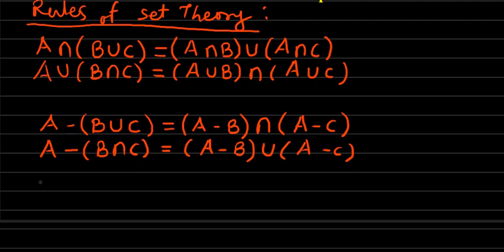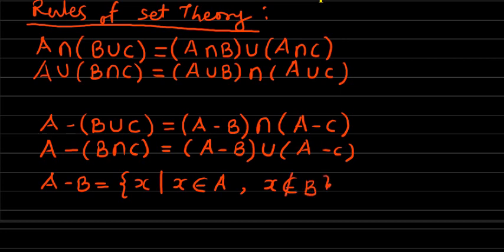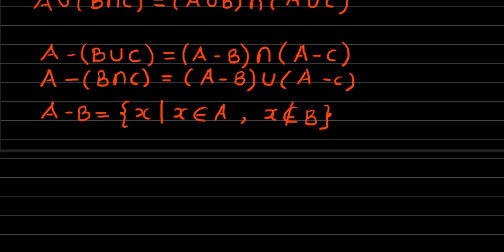We know that A minus B, which we defined in the last class as the difference set, comprises all the elements x such that x is in A but x is not in B. This set A minus B can also be called the complement of B in A, or with respect to A. So the complement of B with respect to A is the set A minus B.